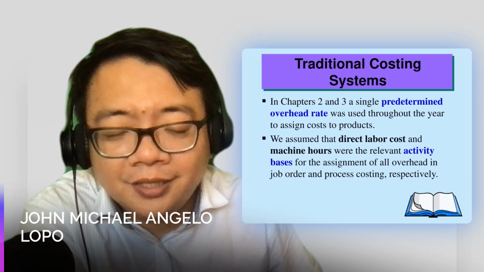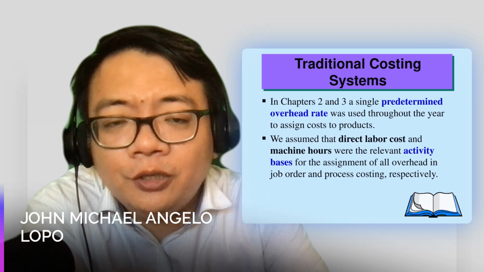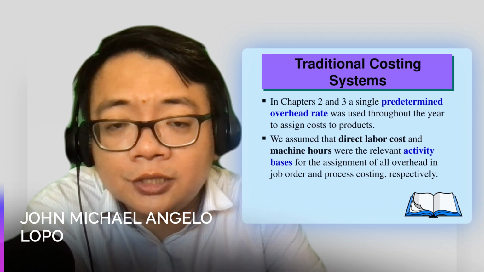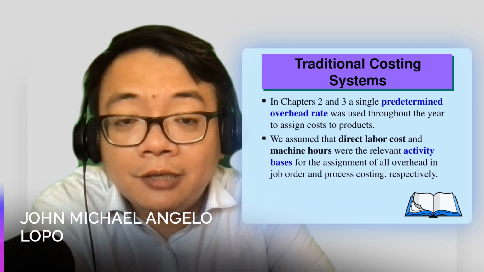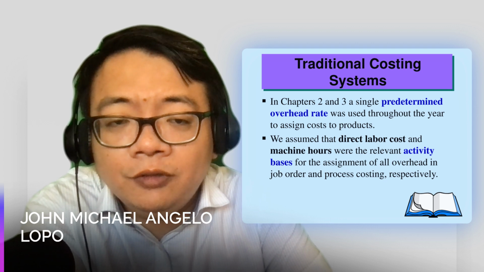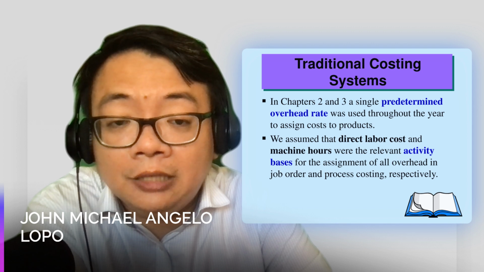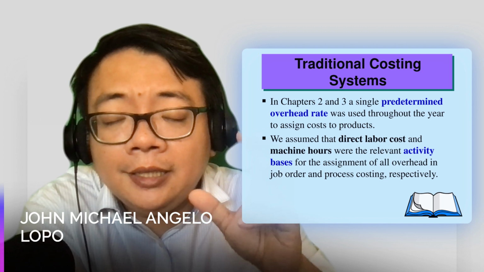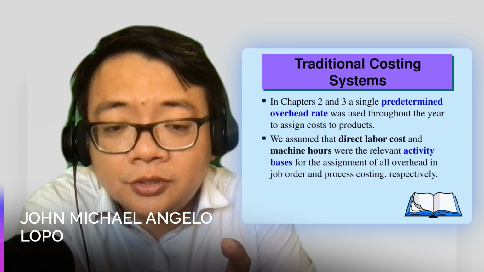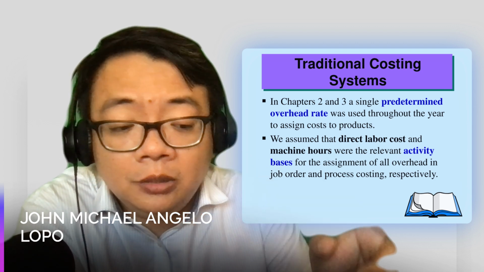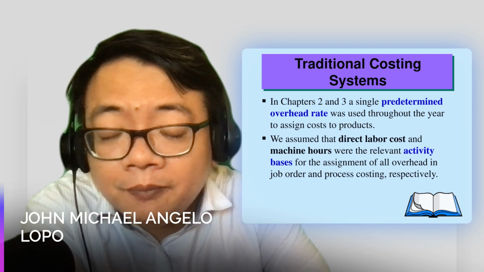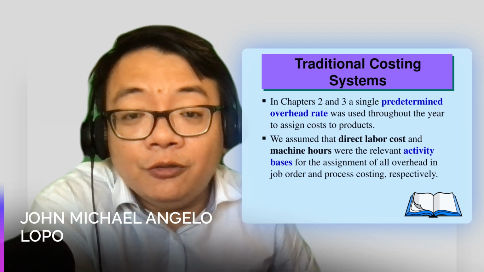If you notice, go back to the formula. The formula here is that the estimated annual overhead cost divided by annual cost driver, di ba? Yan yung ating formula in computing for our predetermined overhead rate. If we will use the cost driver as direct labor hours, we will compute that to be multiplied by the actual direct labor hours para makuha natin yung applied manufacturing overhead.